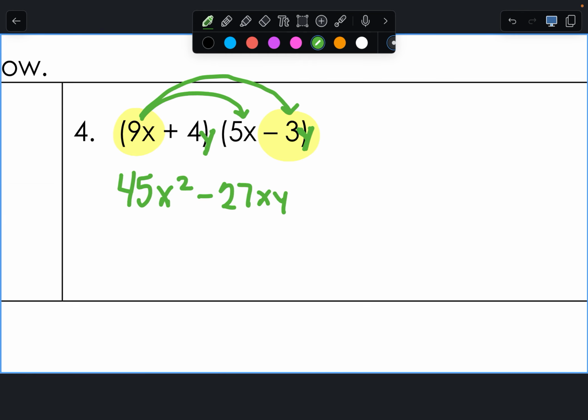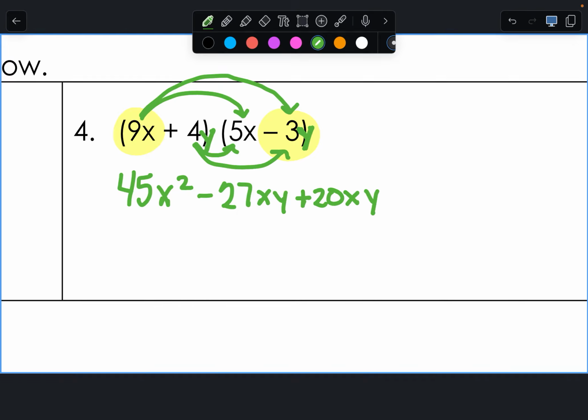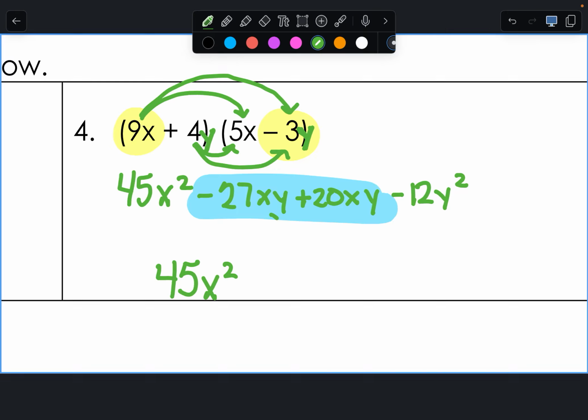Got it? Next, 4y times 5x. 4 times 5 is 20xy. And then last, 4y times negative 3y is negative 12, y times y is y squared. And as always, combine the middle two. So bring down 45x squared. Negative 27 plus 20 is negative 7xy, minus 12y squared.